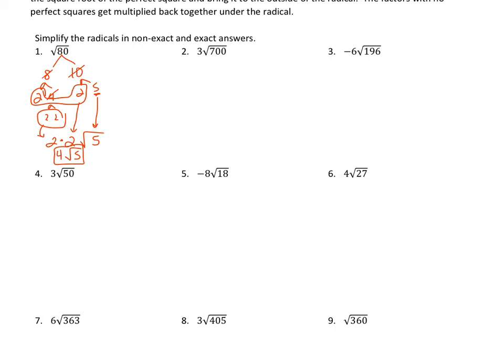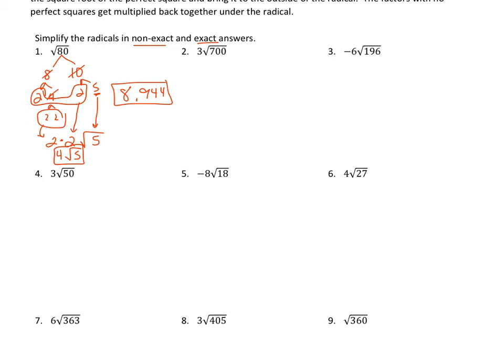Now that's the exact answer. For the decimal answer, we need to type this into our calculator. So we type in 4 square root 5, and my decimal answer would be 8.944. So on each of these, we're going to write the non-exact and the exact answer.